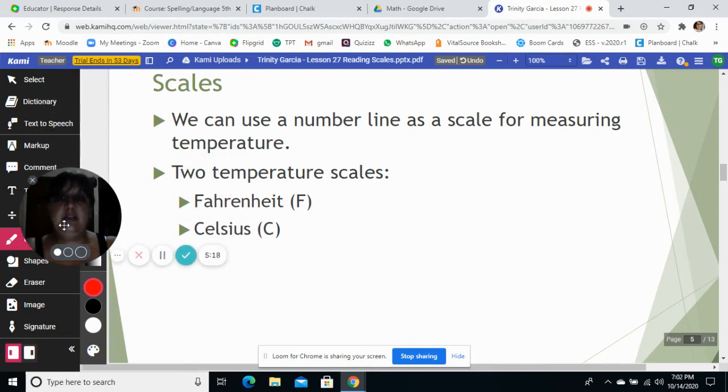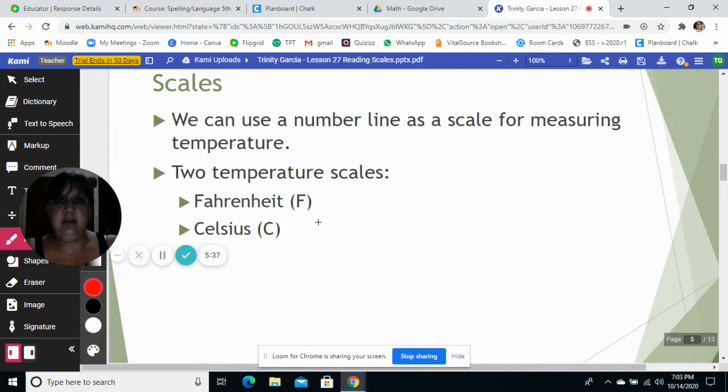Scales. We can use a number line as a scale for measuring temperature. Now we already know what a number line is because we've used it before, but now we know that we can use it to measure temperature. There are two different temperature scales. One is Fahrenheit and one is Celsius.